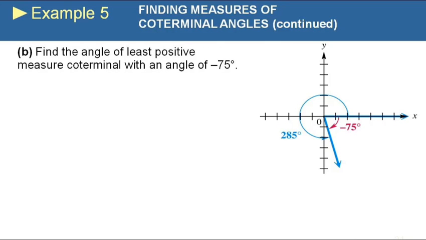So let's look at part B. Find the angle of least positive measure coterminal with an angle of negative 75. Now negative 75 means a clockwise measurement. If we want to find the smallest positive angle, we're going to add 360 degrees to that. So start with negative 75 and let's add 360 degrees, and that gives us a positive 285.